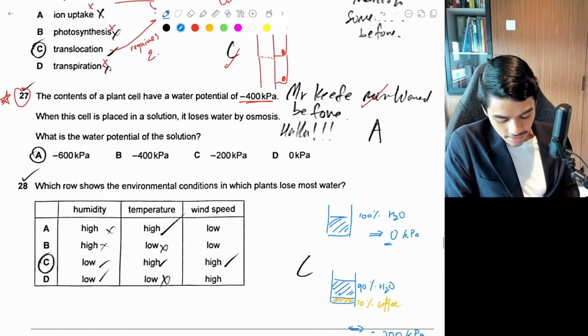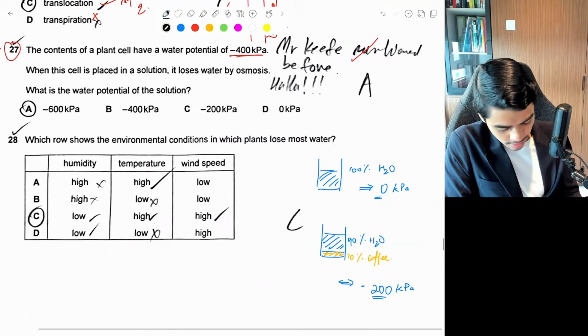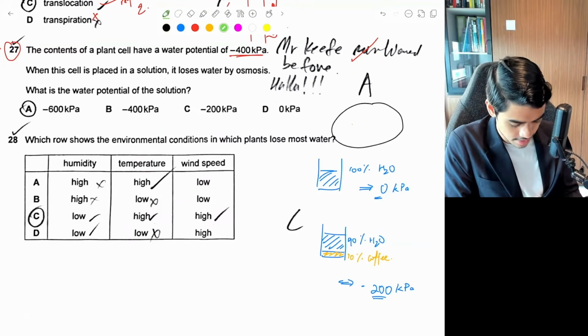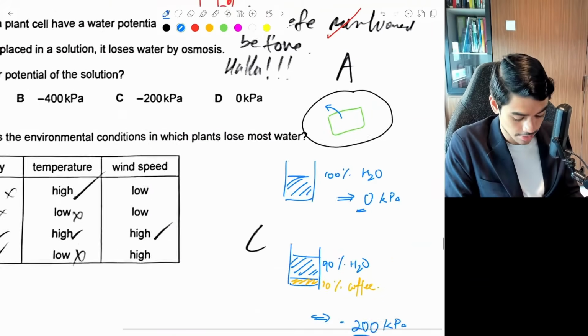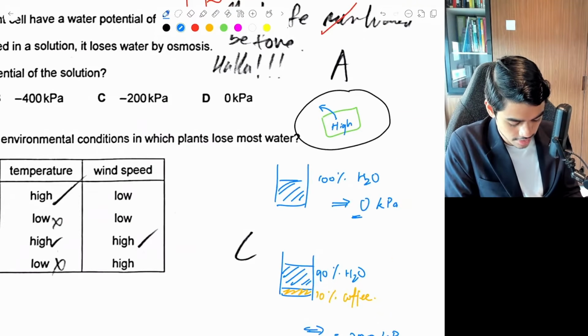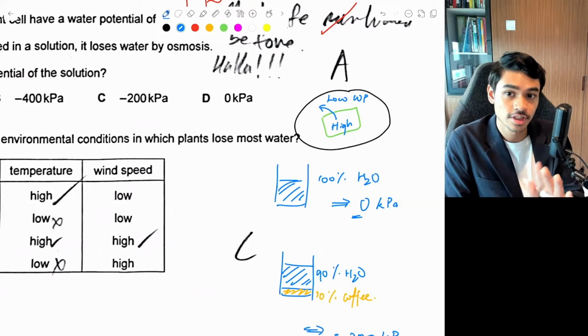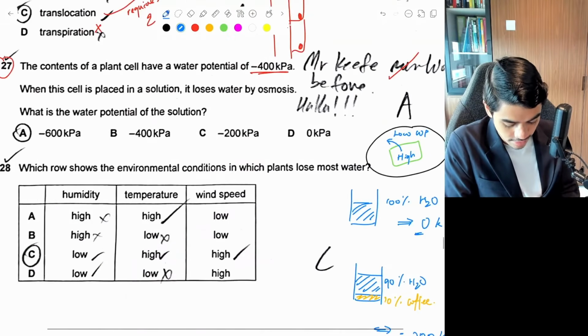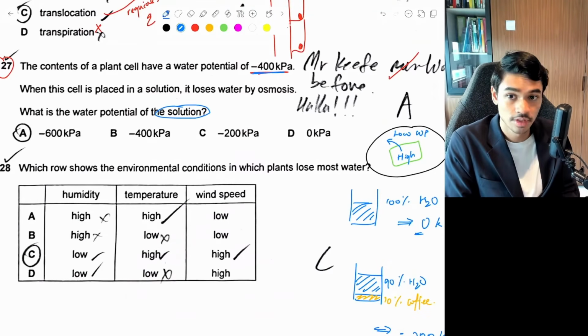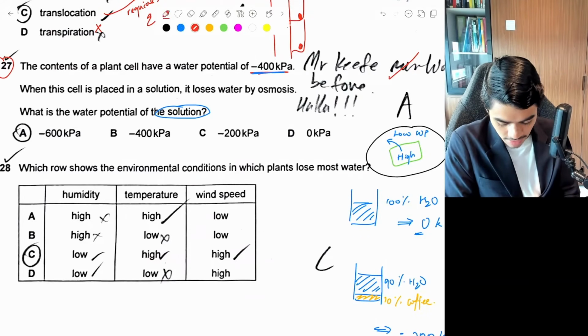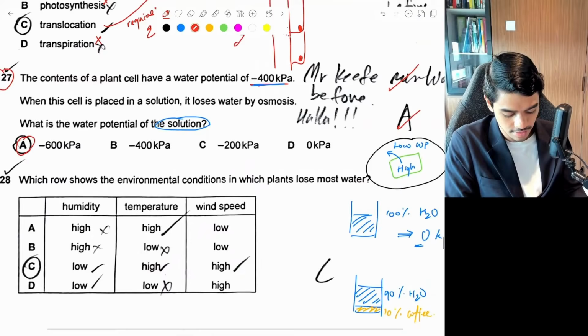So they place it in a solution and it loses even more water. Okay, so I can draw, this is the petri dish, this is the cell, the plant cell, okay? And water came out. So which one has higher water potential? This one is higher, this one is lower water potential. So the solution must have less, right, lower than the plant cell, lower. So in the number line, if you think about it, what's even less than negative 400? The only option is A. So yes, A is the correct answer.